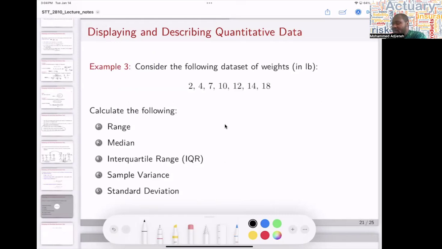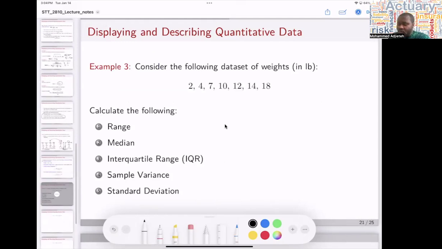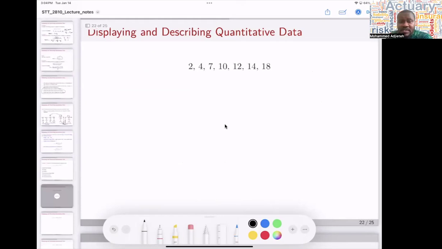So we have this data set here. We want to compute the range, median, and what have you. So we want to first start by computing the range. The range is the maximum minus the minimum, right? What is the maximum number here? 18. What is the minimum? 2. So the range is what? 16 pounds.